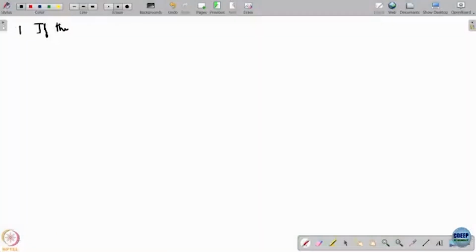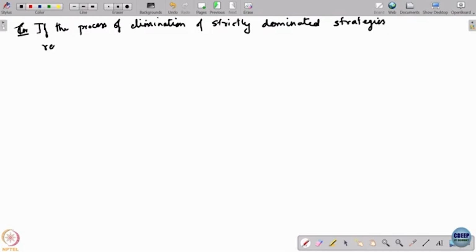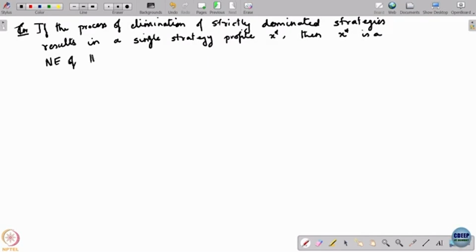So, the corollary: if the process of elimination of strictly dominated strategies results in a single strategy profile X star, then X star is a Nash equilibrium of the original game.